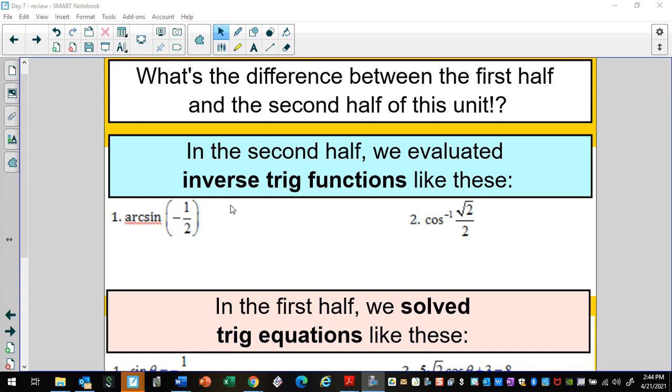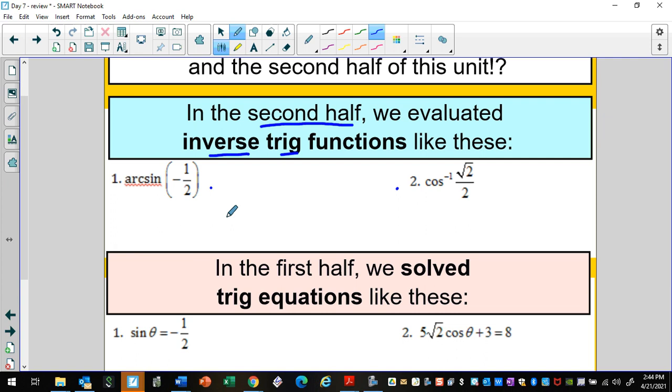Or, sorry, this was the second half of the unit. Sorry, the second half of the unit. The one you just took a quiz on, inverse trig functions, were like these types of problems. What we did for the first quiz in the first half of the unit was solving trig equations. It looked like this.